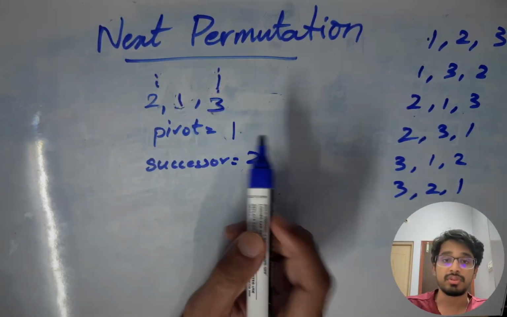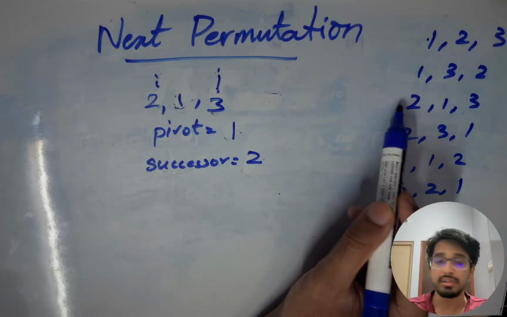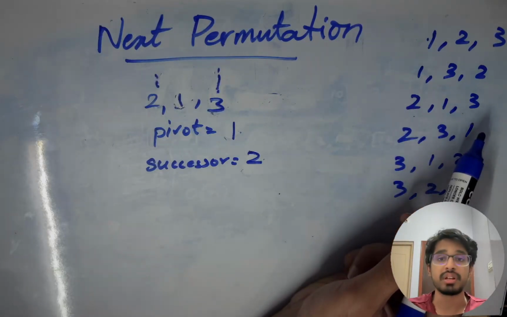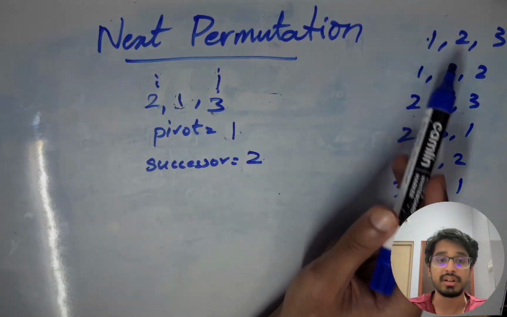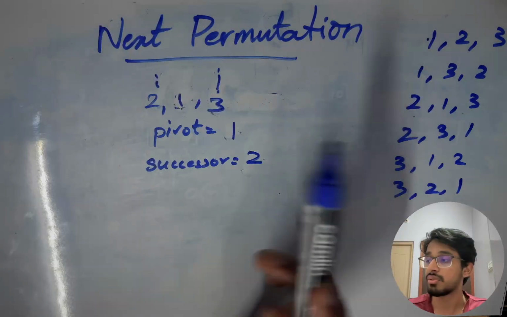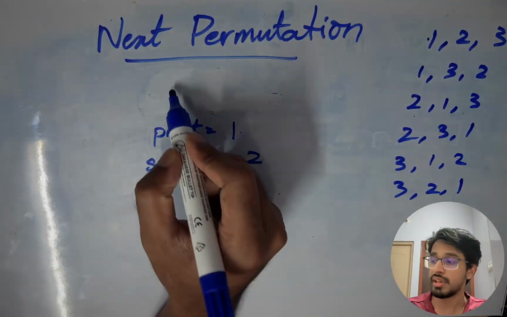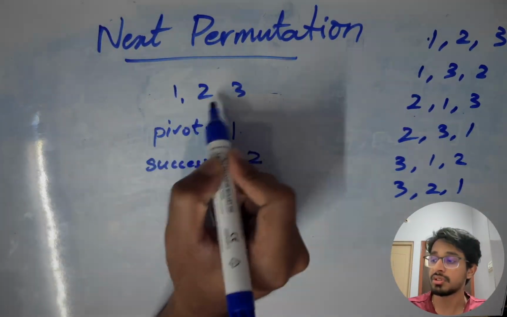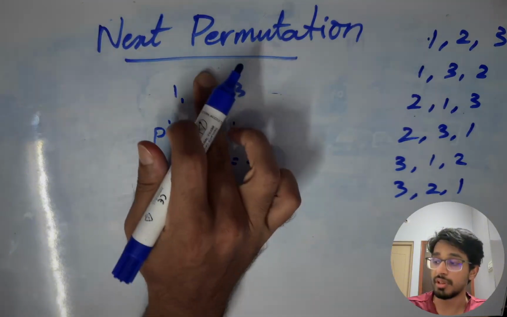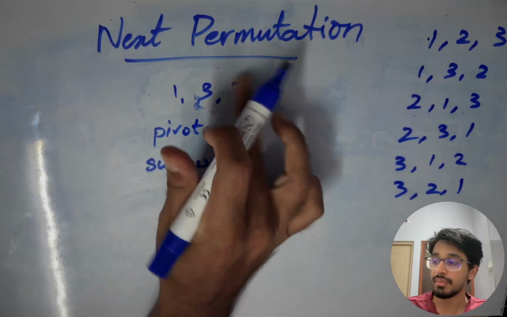Okay, so now we have found our third permutation. That is 2 1 and 3. Previously we didn't have to do that. Previously it was 1 2 3, so we didn't have to swap them. So it was like 1 3 and 2.